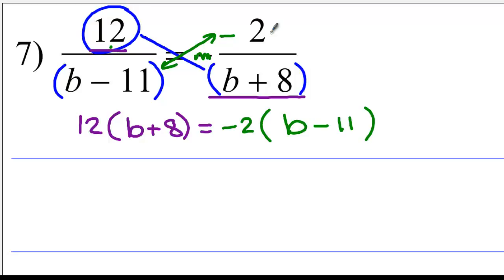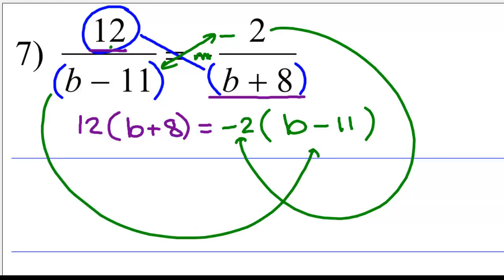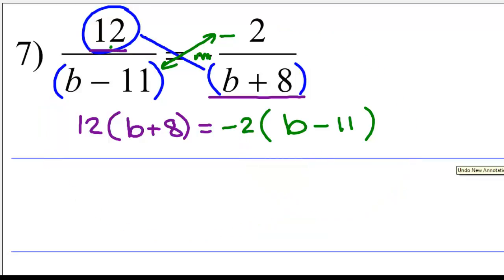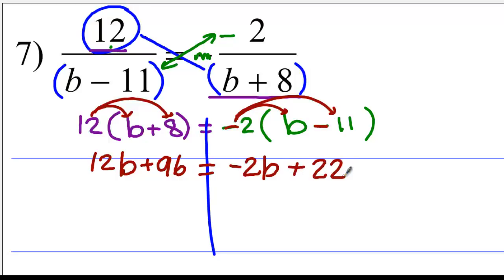After that, what do you do? That's negative 2 right there, and this is b minus 11. What we do next is what we've been doing in class. First we have to use the distributive property to solve for this. 12 times b is 12b. 12 times 8 is 96. Negative 2 times b is negative 2b. Negative 2 times negative 11, negative times negative is a positive 22.